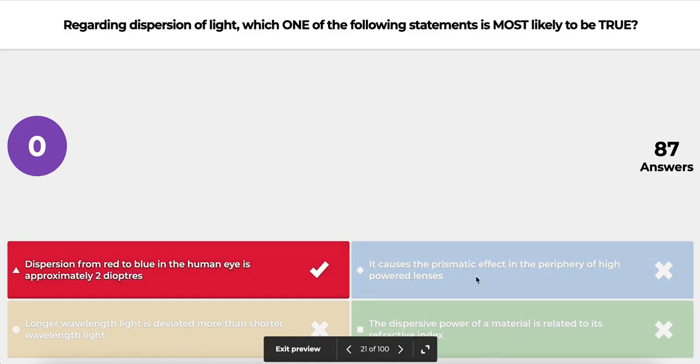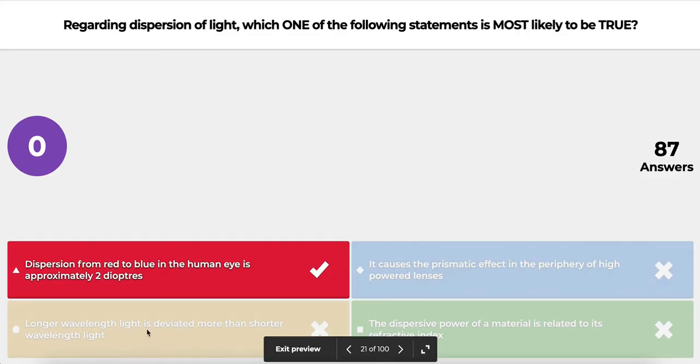It causes the prismatic effect of the periphery of high-powered lens. Although this sentence looks right, actually this is not the result of dispersion, but it is the reverse, meaning that it is the cause and the dispersion is the result. So the prismatic effect in the periphery of the high-power lens is what will cause the dispersion of light.